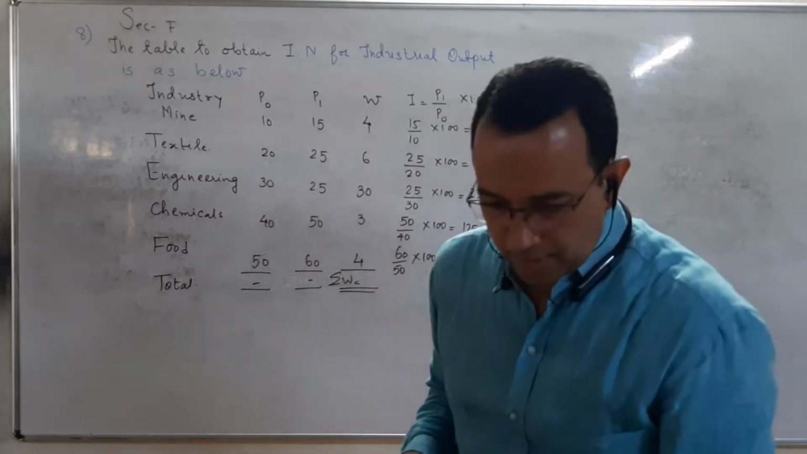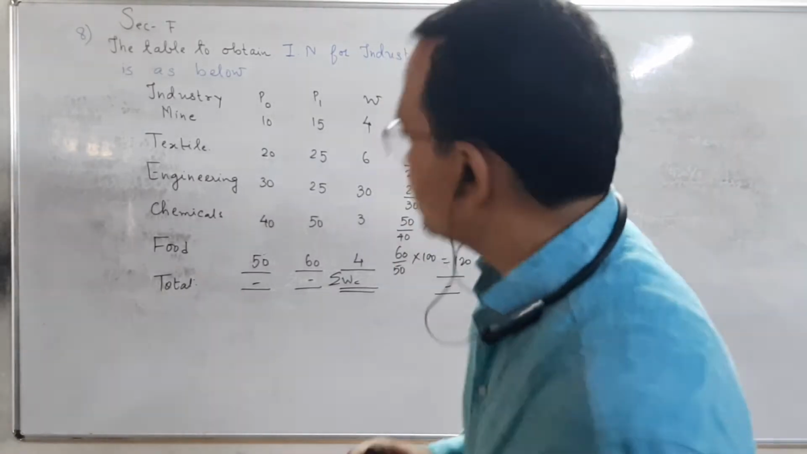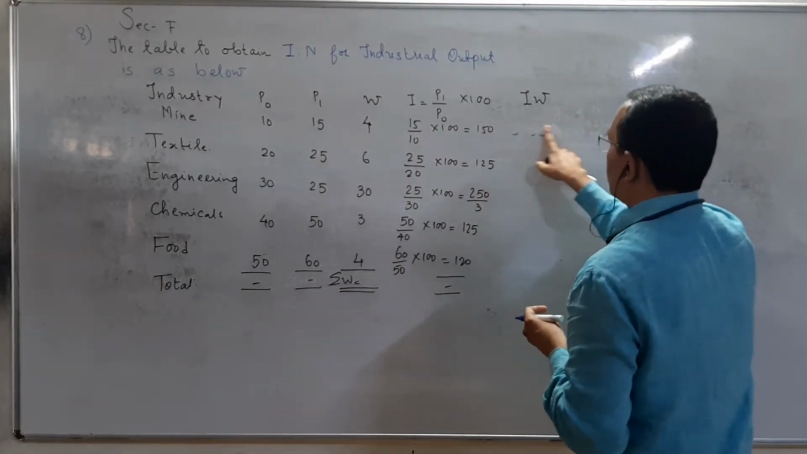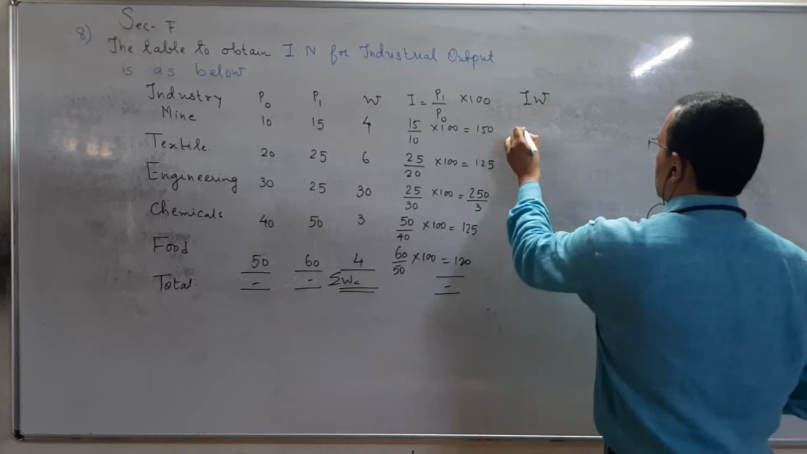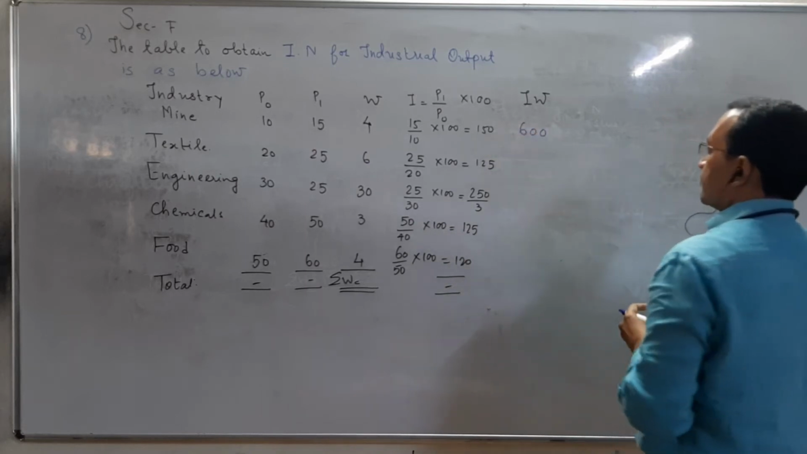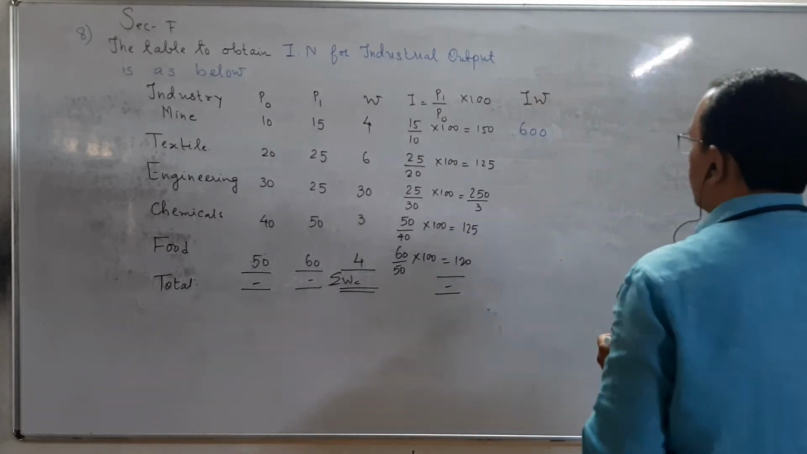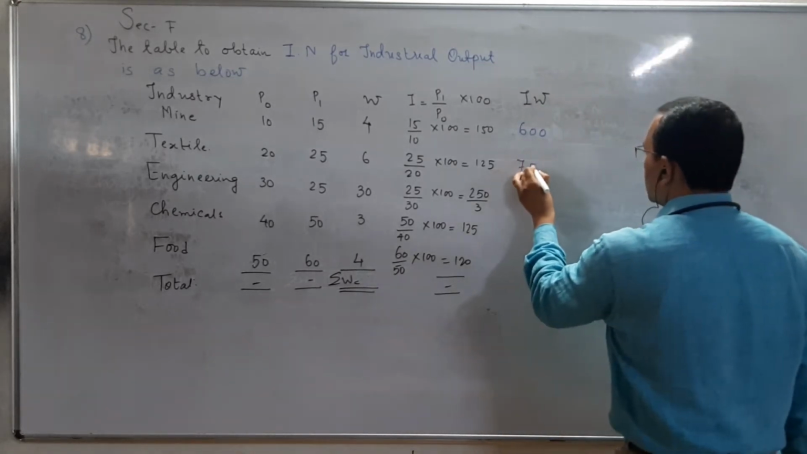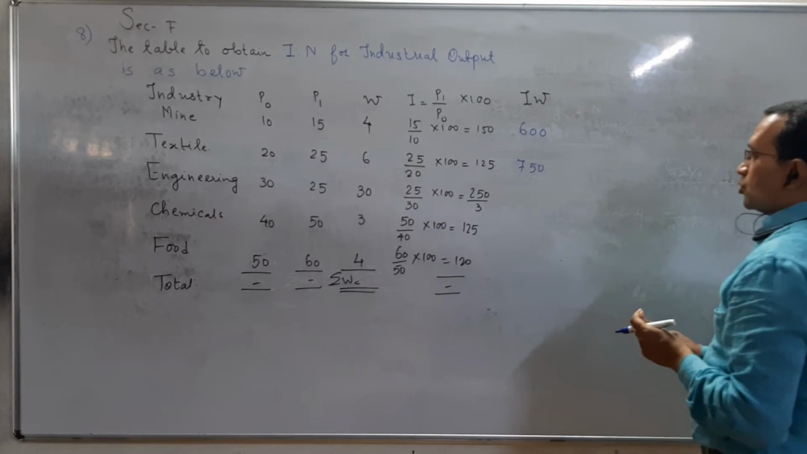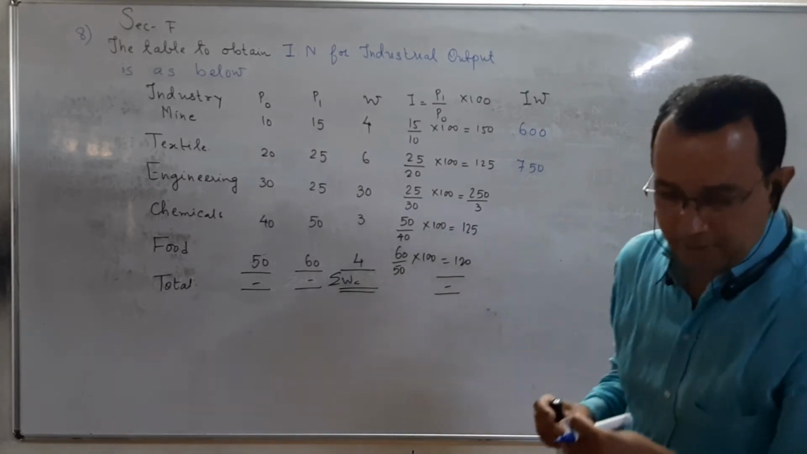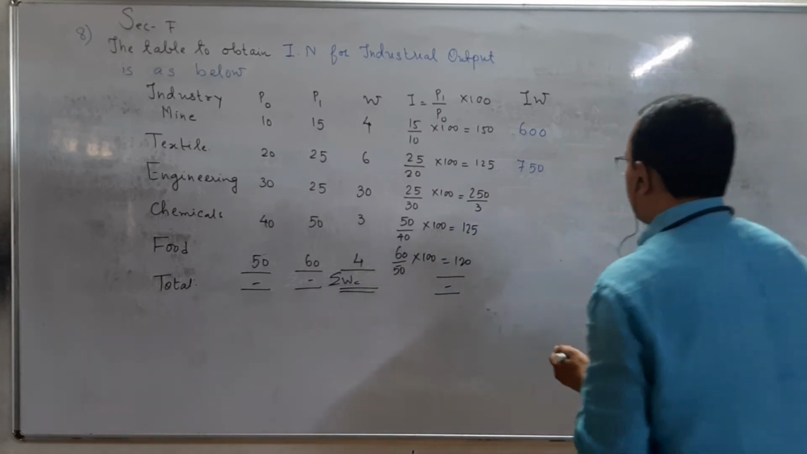125 into, oh sorry, this will be 600. Sorry, students. It is 150 into 4. Sorry, this is 600. Then 125 into 6 will be 750. Then 250 by 3 into 30, so this is 2500. Then 375.